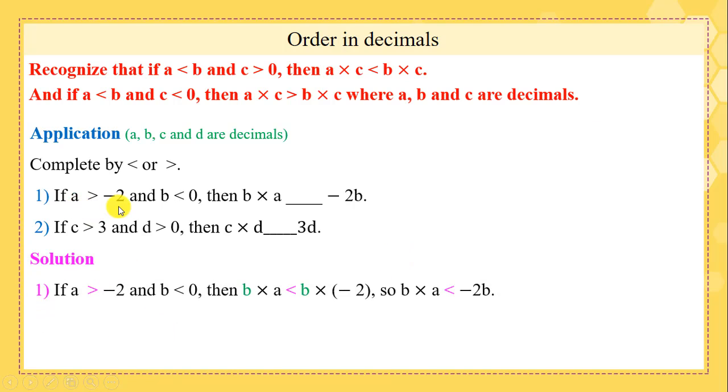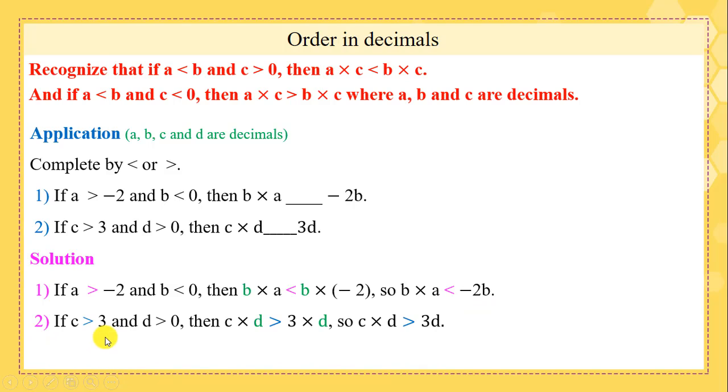Solution. Part 1. If a greater than -2 and b less than 0, then b times a less than -2b. So here we multiplied a by b, and we must multiply -2 by b also. So we will have b times a and b times -2. Then, since b is negative, less than 0, we have to change the sign of comparison from greater than to less than. So we will have b times a less than b times -2, and b times -2 is equal to -2b.